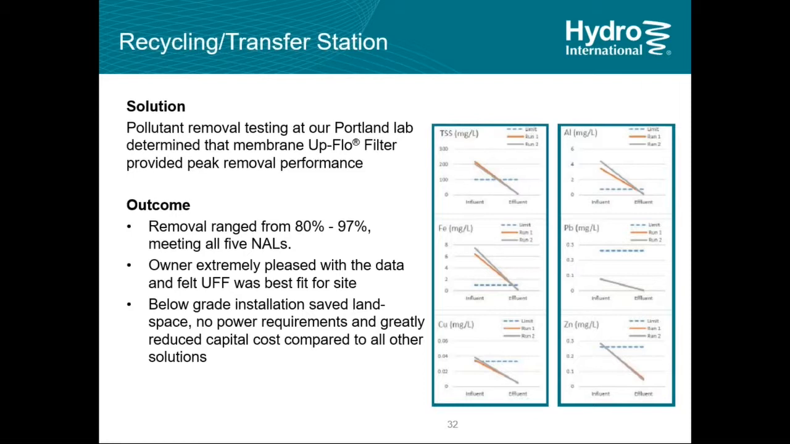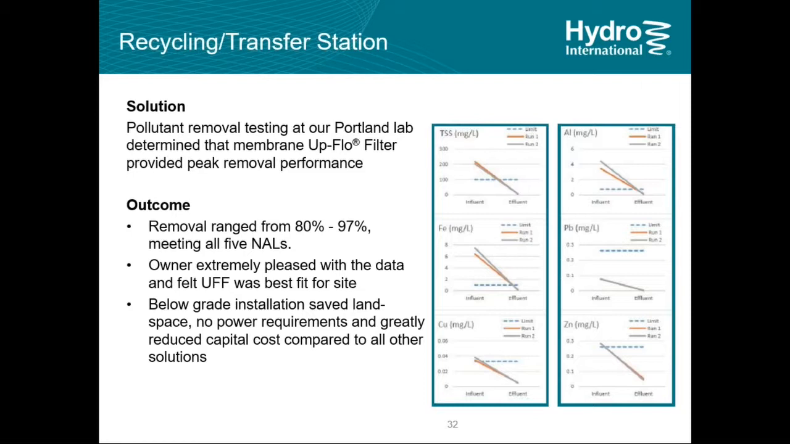The outcome, the removal ranged between 80 and 97%. We met all of the NALs for this facility. So all the metals and TSS. The owner was pleased, loved the data, and also loved the fact that the Up-Flo filter was an underground system, didn't take up any ground space.